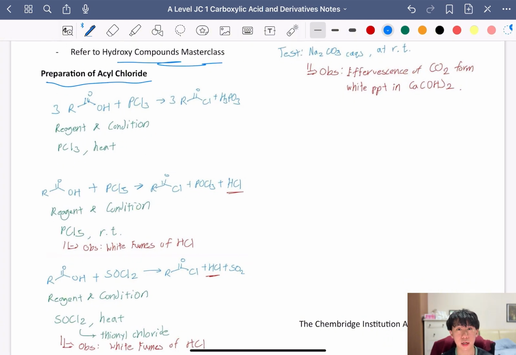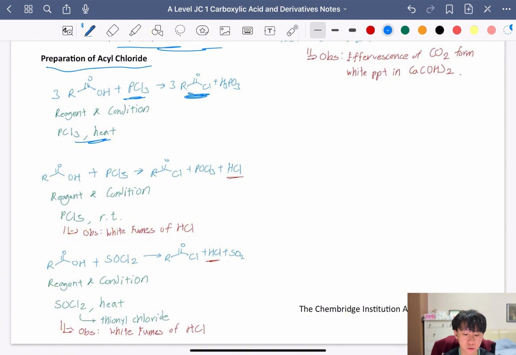Your carboxylic acids can react with PCl3 in heat to give your acyl chloride, or you can react with PCl5 to give your acyl chloride, and it can also react with your thionyl chloride, which is SOCl2, under heat to give your acyl chloride. So this is very similar to the reactions that we've run through in the hydroxy compounds masterclass as well, except that your carboxylic acids can run through the same reactions as well.